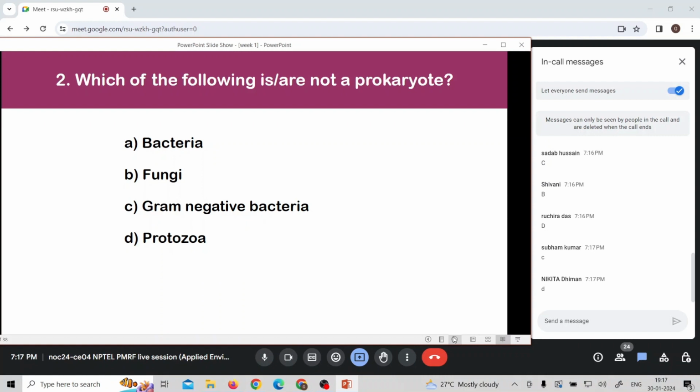Okay, great. I guess this is a pretty easy question, but only Nidhi Praveen has got the answer right. It's both fungi and protozoa. The question clearly asks which of the following is or are not a prokaryote, so it can have multiple answers. Okay, all of you are partially right.